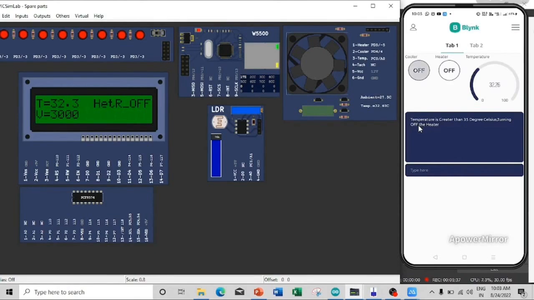Similarly, if I turn on the cooler, the fan will start rotating. The temperature will decrease. The cutoff temperature for the cooler is set at 27.9 degrees Celsius. When the temperature reaches or falls below this cutoff, the cooler should turn off and a notification will appear.